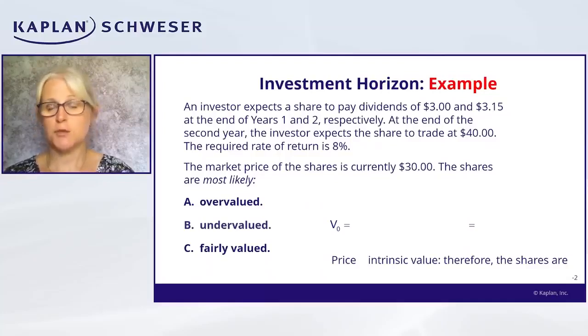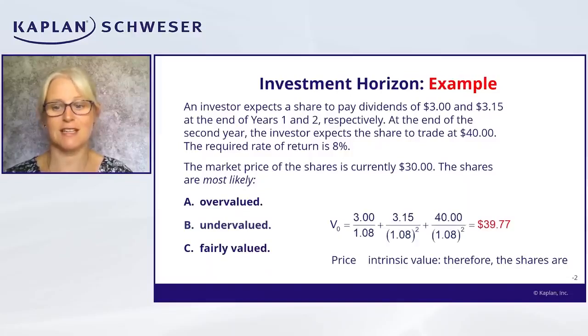So we can discount this. We could use the cash flow function on your calculator, or you could go back to what I like, which is just good old fashioned discounting, where you divide by 1 plus your discount rate to the power of the number of time periods you've got to wait for the money. So if we discount that through, you get an intrinsic value, fair value, justified value of 39.77, but the market price is currently 30. So therefore, the price is less than the intrinsic value. These shares are a bargain.